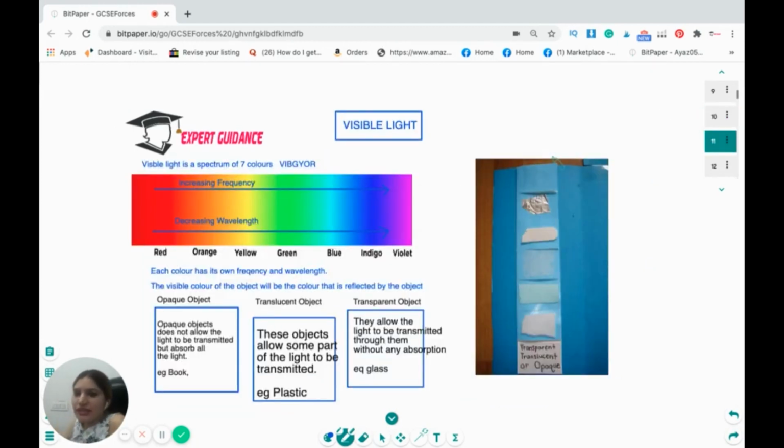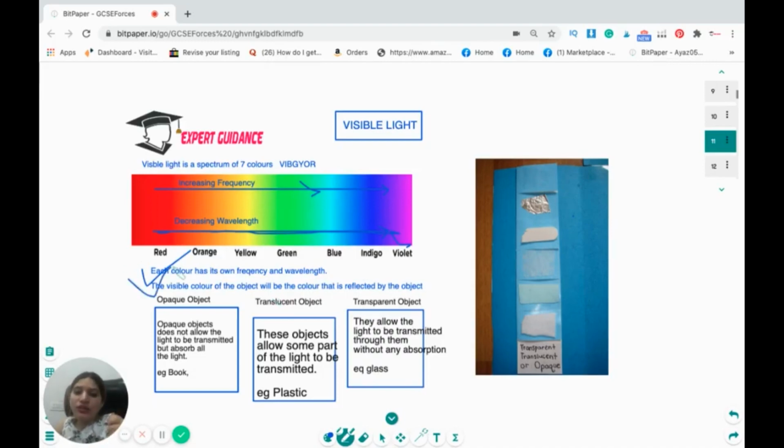Now, what is visible light? Visible light is a spectrum of 7 colors, and those 7 colors are violet, indigo, blue, green, yellow, orange, red. You need to remember that from red to violet, the frequency is increasing, but the wavelength is decreasing. So red light has the highest wavelength, and violet light has the lowest wavelength. Each color has its own frequency and wavelength. The visible color of an object will be the color that is reflected by the object. So for example, if you see something green, it means that object is reflecting the green color. That is why you are seeing a green color.